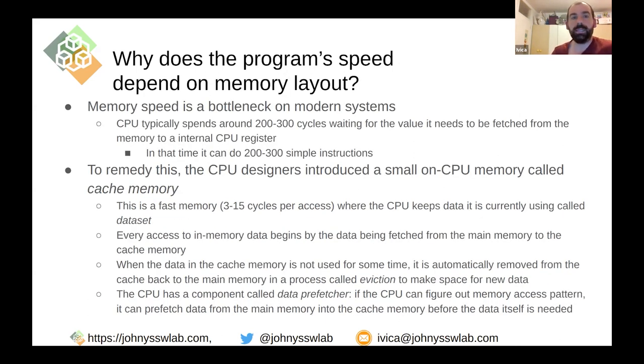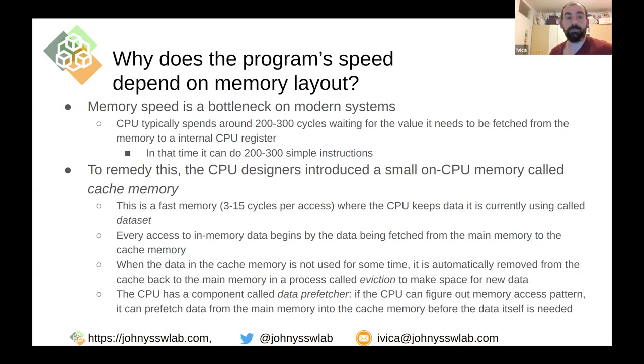The question is, why does the program speed depend on memory layout? Memory speed is a bottleneck on modern systems. If you're new to development, you should know that most of the time, the slowness of your program doesn't come from a lack of computational power on the CPU. CPUs have a lot of computational power nowadays, but they need to wait for data from memory. The CPU will typically spend around 200 to 300 cycles waiting for a value to come from memory. This is time in which the CPU could do 200 to 300 instructions, but it cannot, because it doesn't have data to work on.